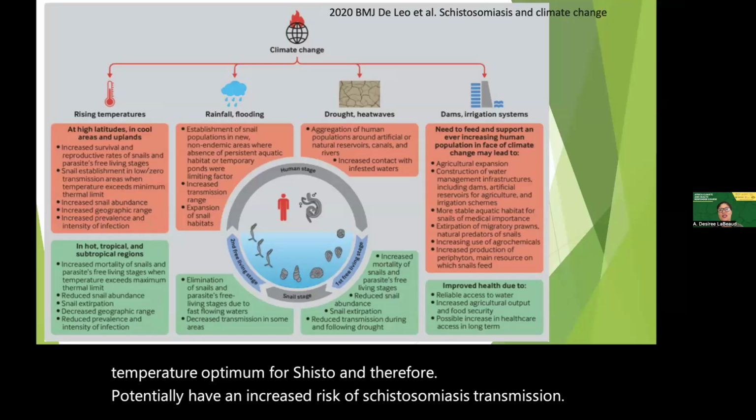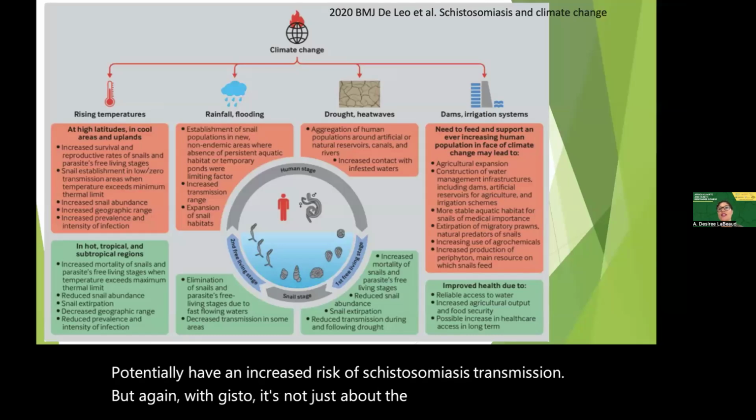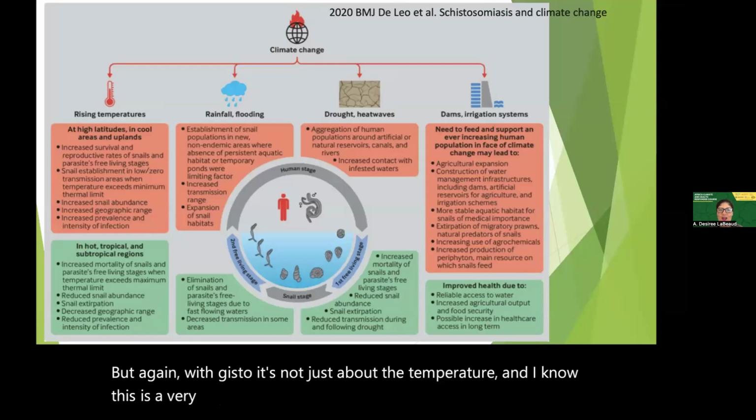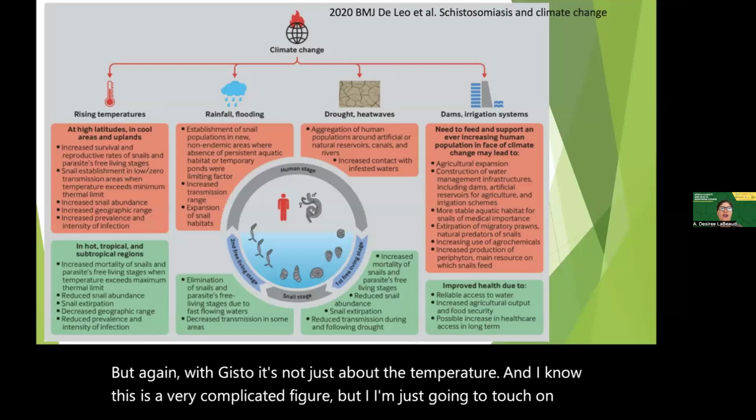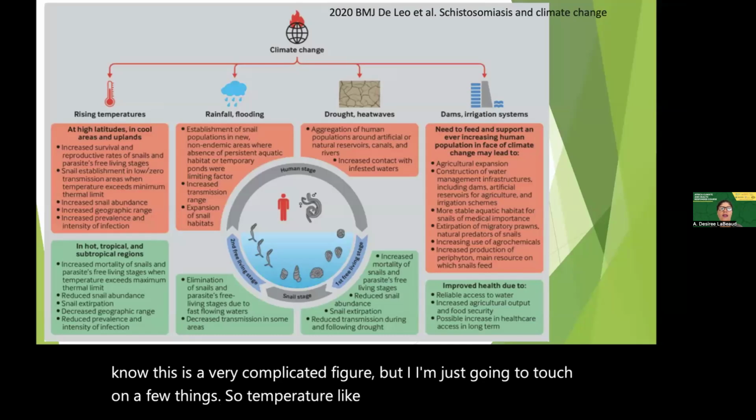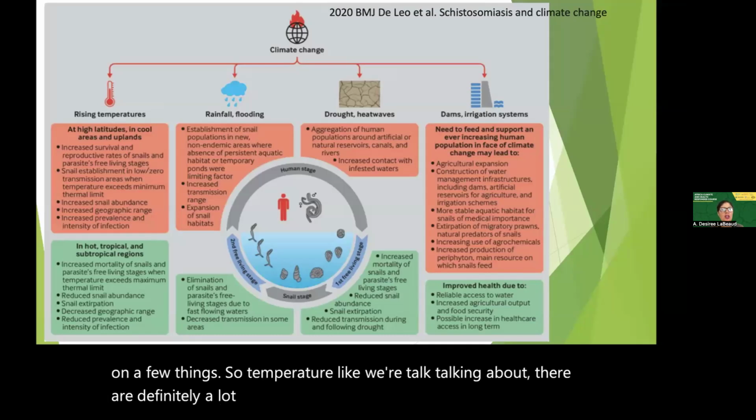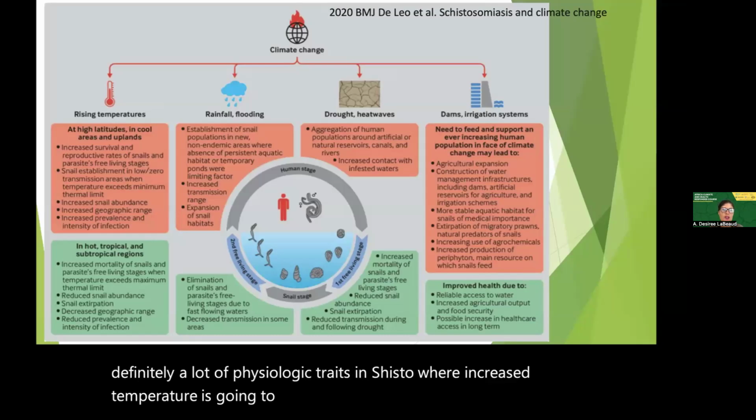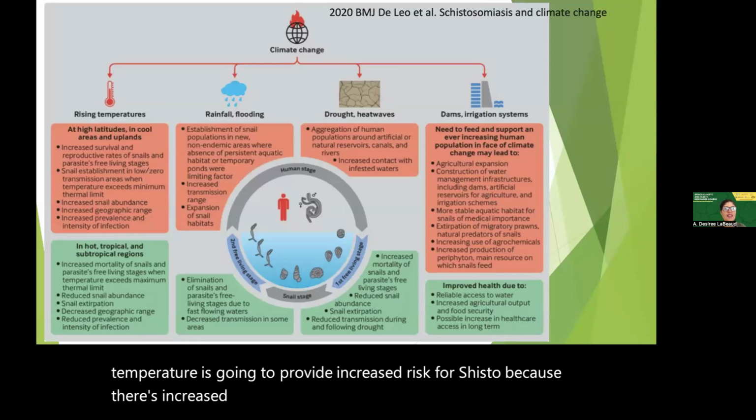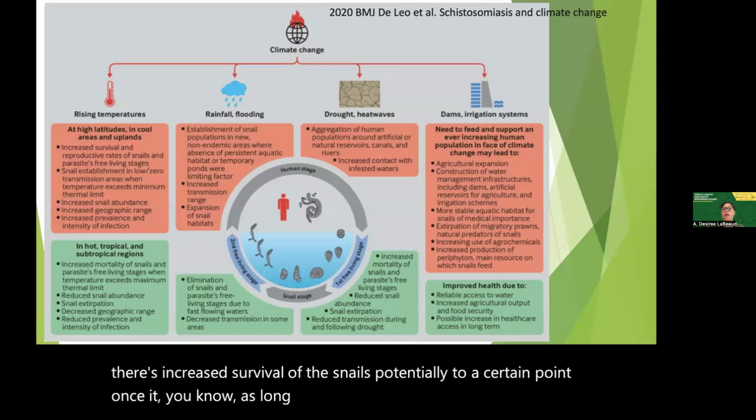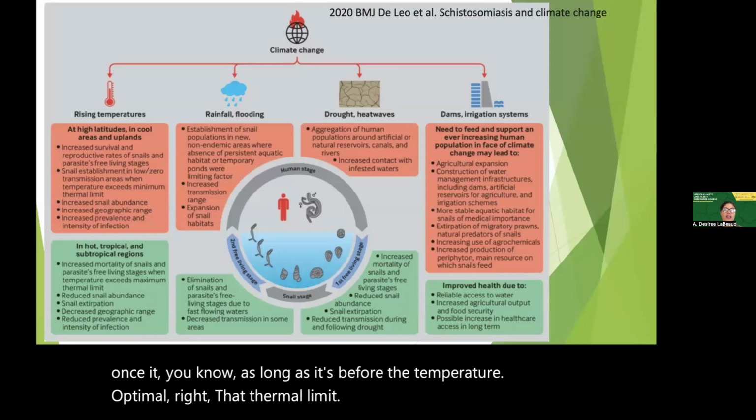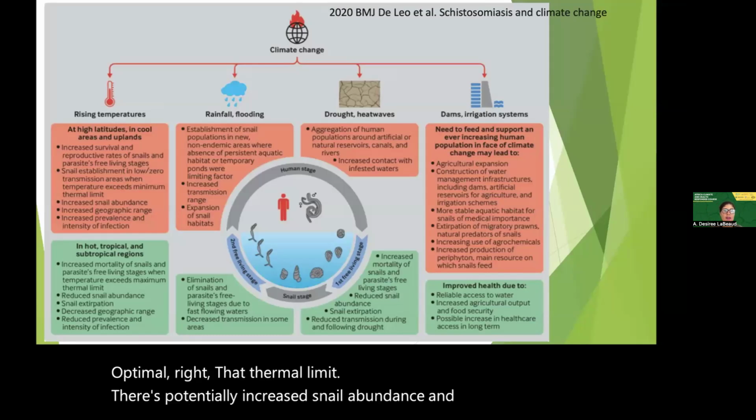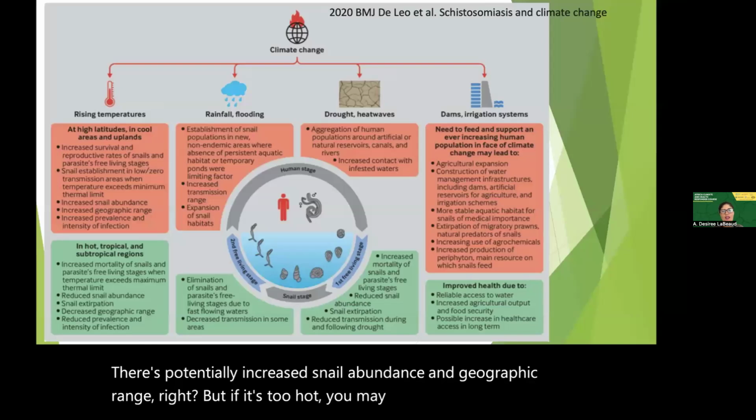But again, with schisto, it's not just about the temperature. And I know this is a very complicated figure, but I'm just going to touch on a few things. So temperature, like we're talking about, there are definitely a lot of physiologic traits in schisto where increased temperature is going to provide increased risk, because there's increased survival of the snails potentially to a certain point, as long as it's before the temperature optimum, that thermal limit. There's potentially increased snail abundance and geographic range, right? But if it's too hot, you may actually decrease those things.